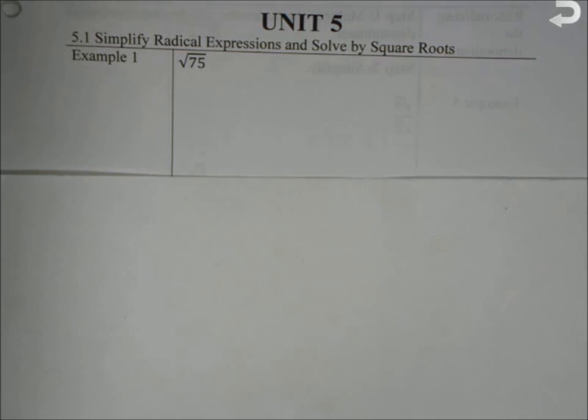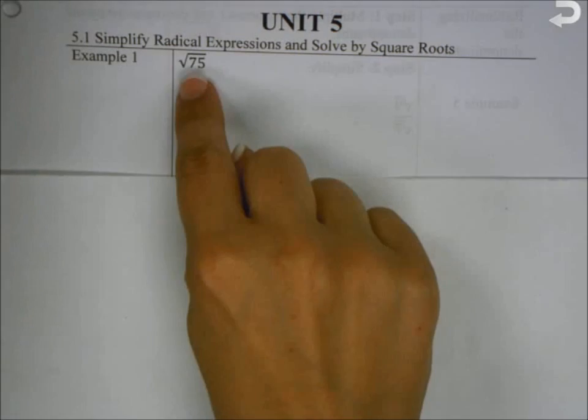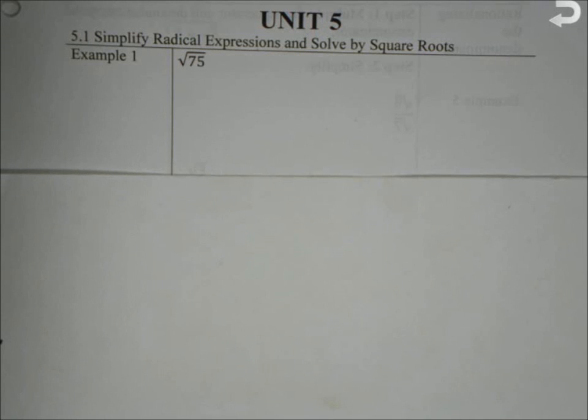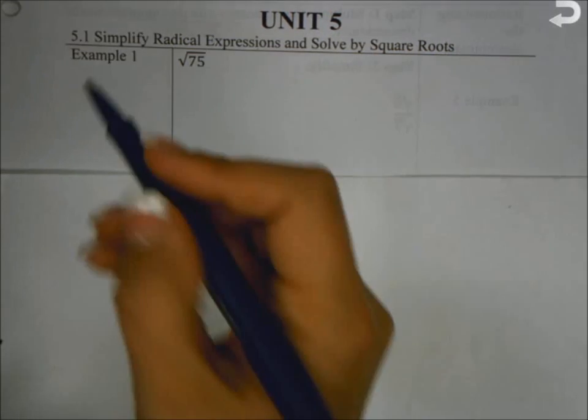Now, is 75 considered a perfect square? No. So we can't take the square root of the entire thing. We can only take little bits of it, right? So how do we know what we can take out that's a perfect square? 25. 5 and 25. What I do, and what would be easier once we get to bigger numbers, is we start taking the prime factorization. Okay, you guys remember the factor trees?